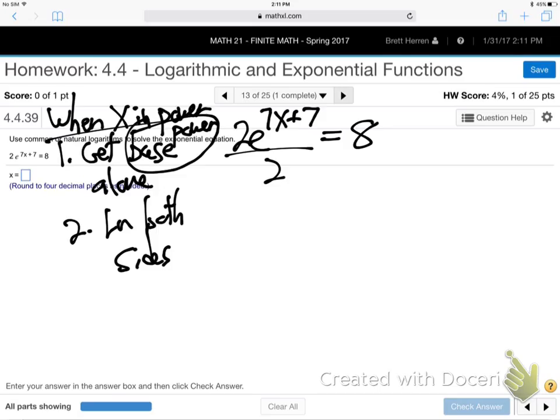Because the 2 is not involved in the power thing, right? He's just out front. The 2 is not being raised to the 7x plus 7 power, just the e. So get that 2 out of there. He's going to mess you up. Then do the ln of both sides. That's the extra wrinkle they're throwing in, a little curveball. They're doing the change-up pitch to throw you off. If you have a number in front of or next to the base-power thing, get rid of that first. Then do the ln of both sides and bring that power down.